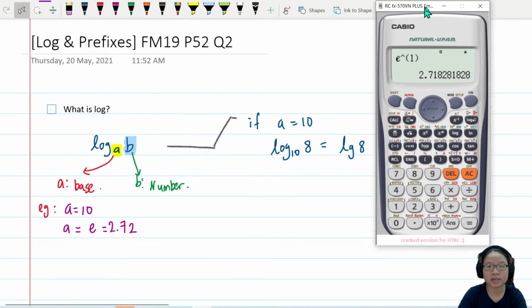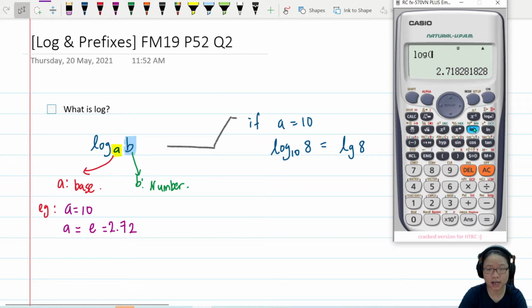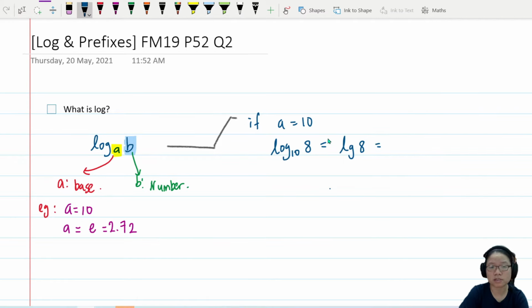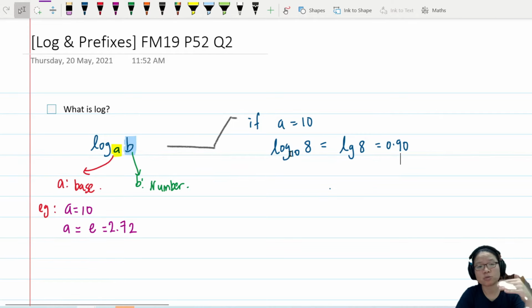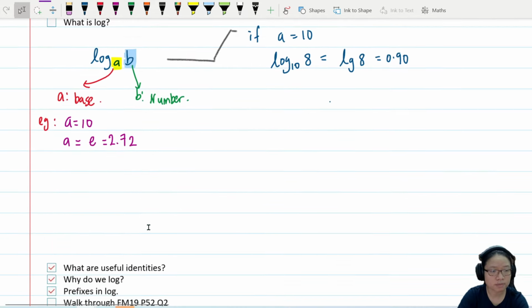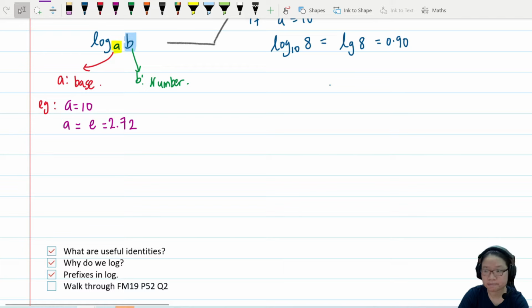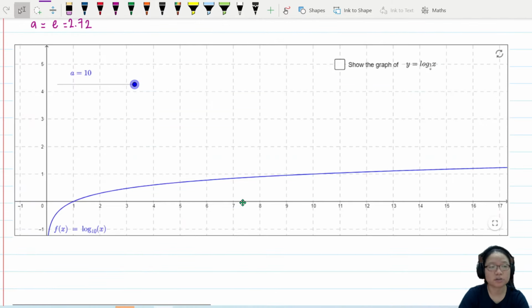Now if I pop out my calculator, in order to press log base 10, I just press log. This is log base 10 already, and I put 8 here, which gives around 0.90. So this base 10, I will replace the number with different values ranging from 1 to 2 to 3 to 4, all the way to 8. If I do so, this is the graph that I will get. This is a basic log 10 x graph.